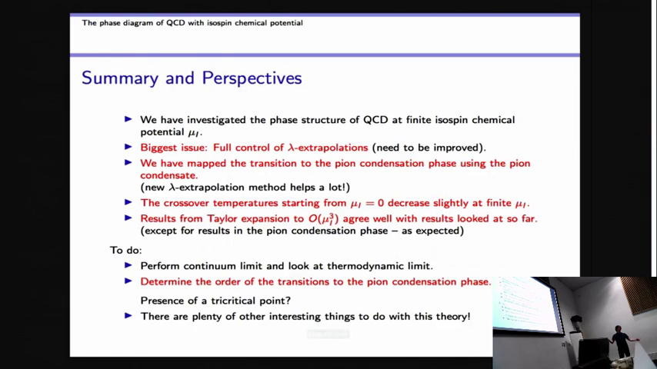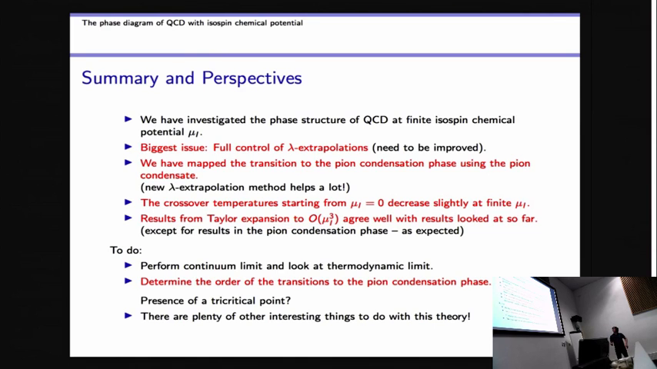Okay, so that already brings me to the summary and perspectives. So we have here investigated the phase structure of QCD at finite isospin chemical potential. The biggest issue, as I've told you, are really these lambda extrapolations, and we need to have full control. That's really important. And for some of our points, that really still needs to be improved, as I showed you.